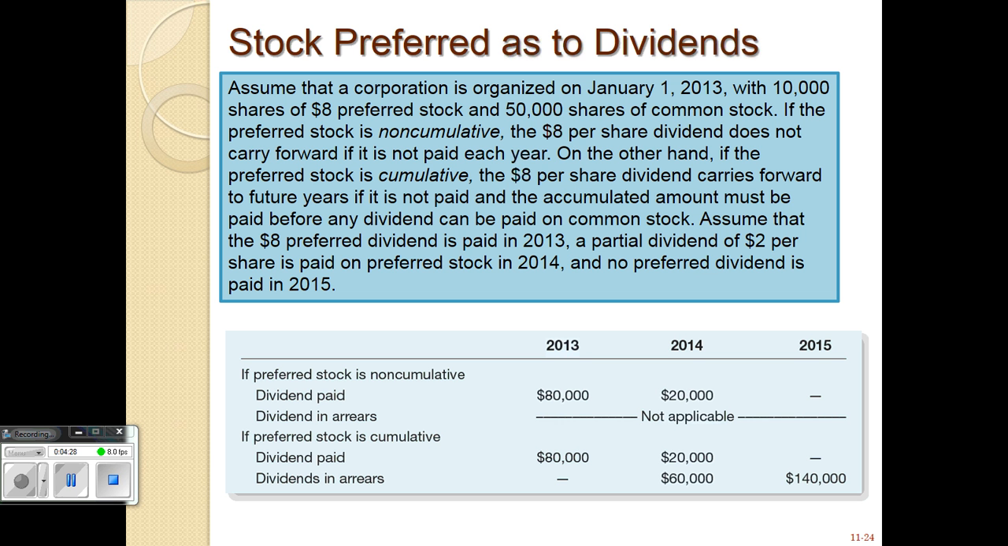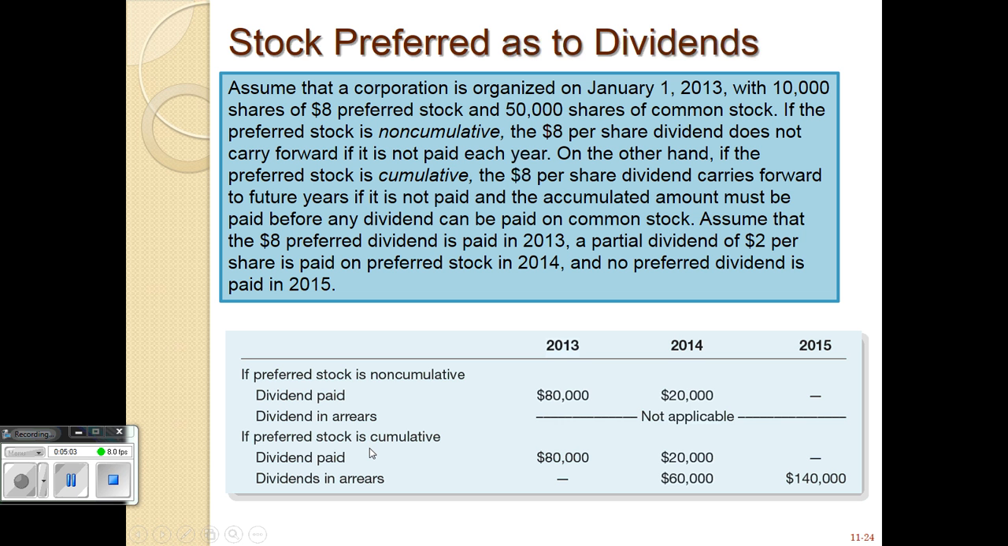Okay. Notice in 2013, there were no dividends. Okay, there were no dividends in arrears. So in 2014, when they paid the 20,000 in dividends, they just paid the 20,000 in dividends because the dividend is what they call non-cumulative. Okay, that's the first example. But notice what happens in the bottom example.